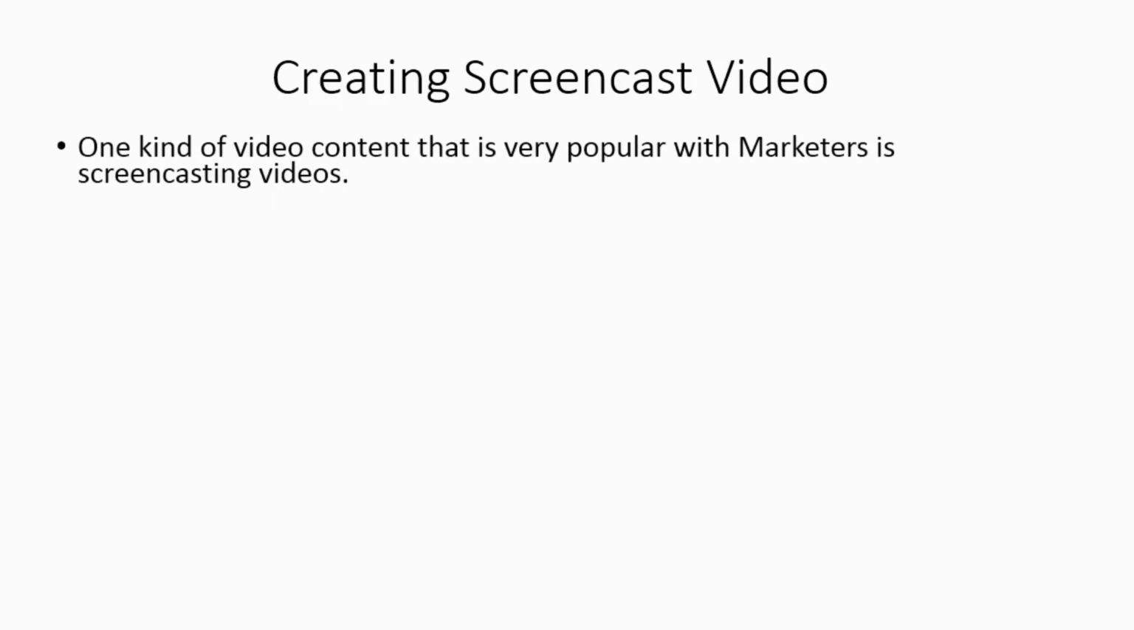And in this video, we are going to be talking about a certain kind of authoritative video: creating screencast video content. Now, this kind of content is actually very popular with marketers because you can literally show people what's going on on your screen while you narrate at the same time. It's very effective in being able to communicate concepts. It's very effective in being able to show things that are technical in nature.